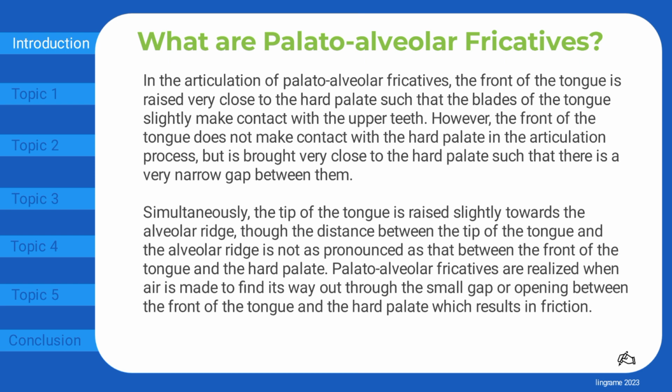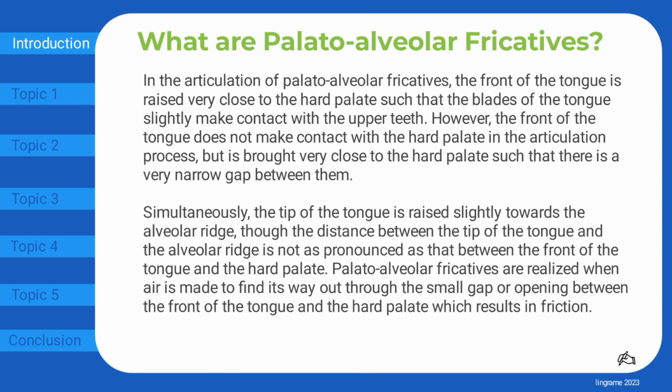In the articulation of palato-alveolar fricatives, the front of the tongue is raised very close to the hard palate such that the blades of the tongue slightly make contact with the upper teeth. However, the front of the tongue does not make contact with the hard palate in the articulation process, but is brought very close to the hard palate such that there is a very narrow gap between them.